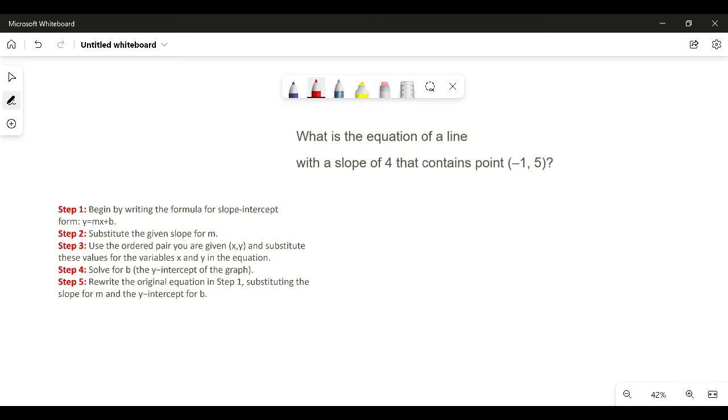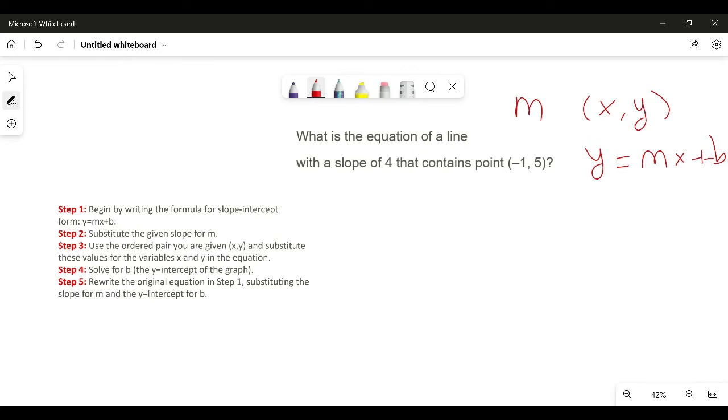We are going to review how to write the equation of a line when I know the slope m, and I know a point on the line. I need y equal mx plus b. Let's read the steps.